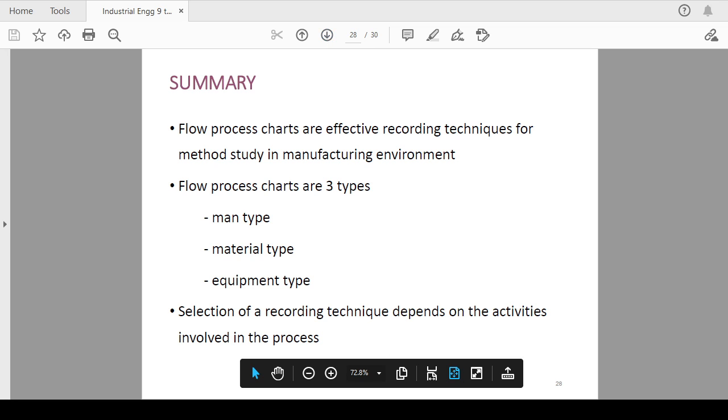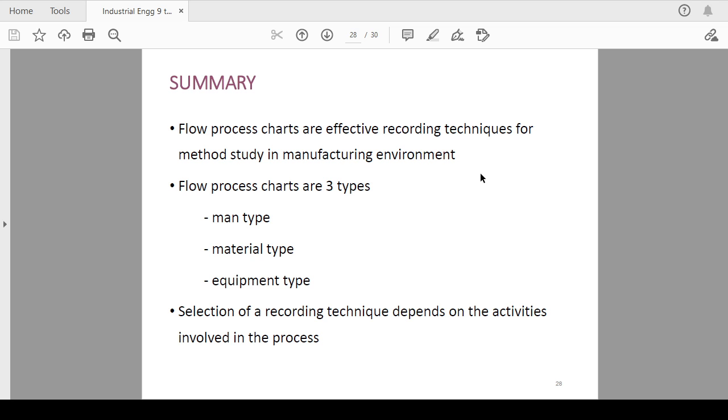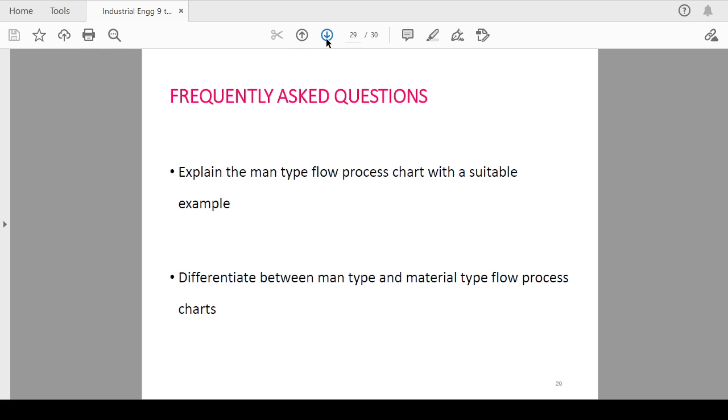If we summarize this, flow process charts are a very effective recording technique for method study in a manufacturing environment or any production system, and there are three categories: man type, material type, or equipment type. The selection of the recording technique depends on the activities involved in the process. There are a few frequently asked questions, like how you explain the man type flow process chart with a suitable example. You can take any example and explain it in detail. Similarly, differentiate between man type and material type flow process chart.